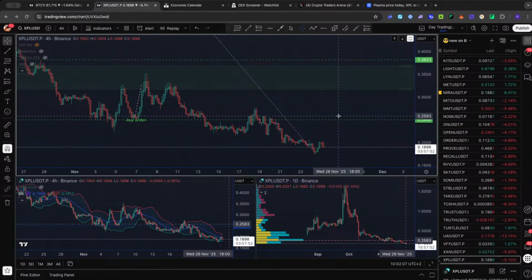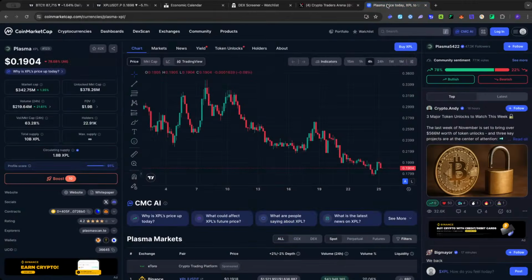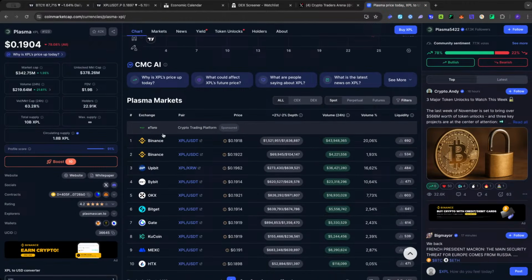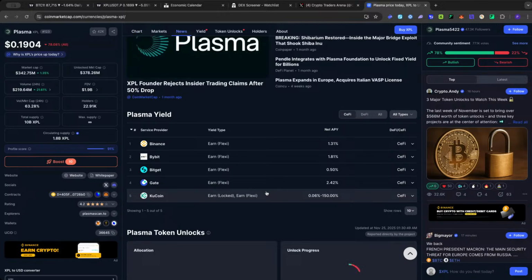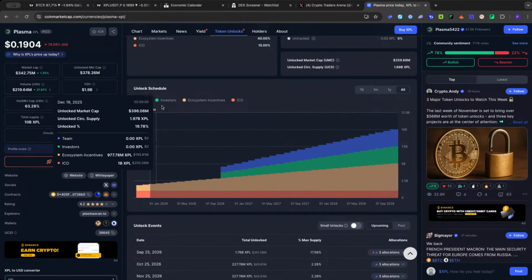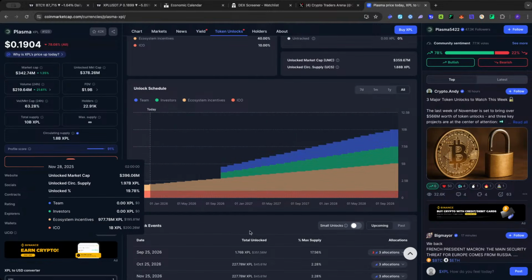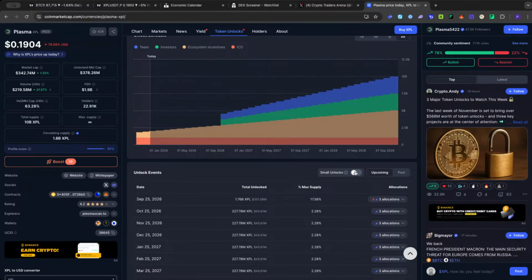Plasma. You can see I have Plasma here. We have an unlock today, a small unlock. If you have been here for some time, you know what small unlocks mean. Look at it. Let's activate the small unlocks. You can see.